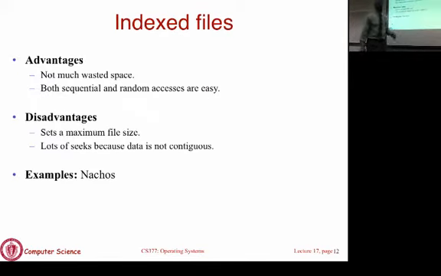So the disadvantages are you may have to set a maximum file size. That's dependent on the size of the file descriptor. There are lots of seeks because data is not contiguous, so it's less efficient in terms of sequential access than contiguous allocation. Contiguous allocation is the best you can do as far as sequential accesses are concerned, because all the data is stored contiguously. No other system can do better, but it has lots of disadvantages. Every other structure that we will look at will be less efficient than contiguous allocation as far as sequential accesses are concerned. Random access is the same thing.